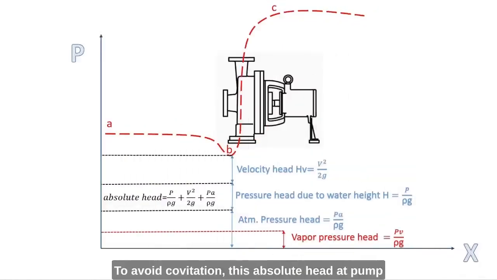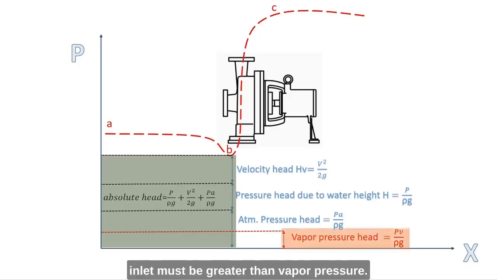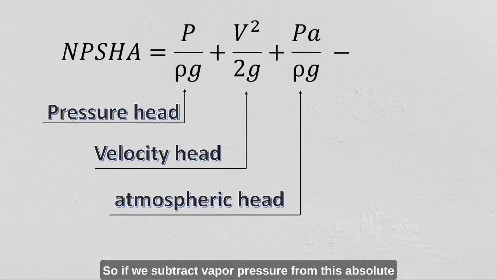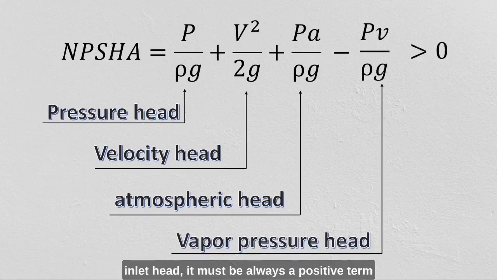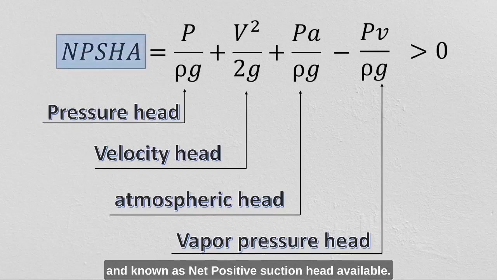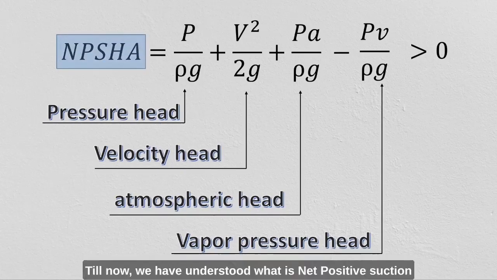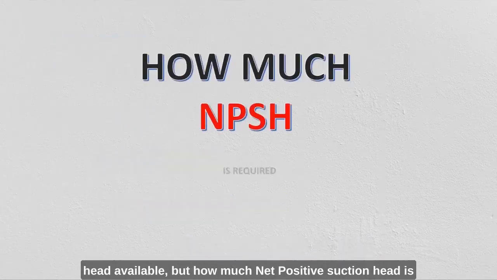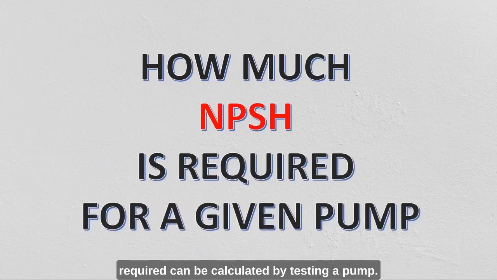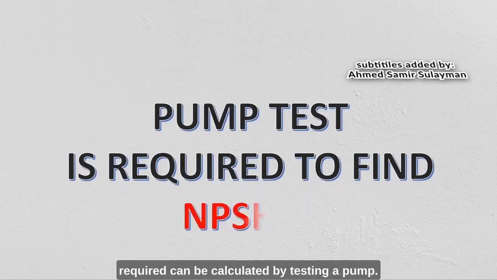To avoid cavitation, this absolute head at pump inlet must be greater than vapor pressure. So, if we subtract vapor pressure from this absolute inlet head, it must be always a positive term, and known as net positive suction head available. Till now, we have understood what is net positive suction head available. But how much net positive suction head is required can be calculated by testing a pump.